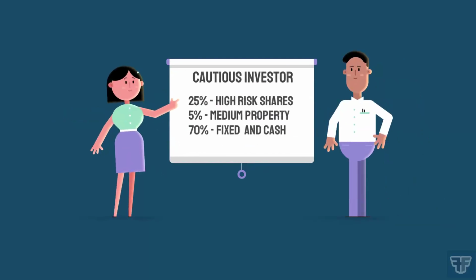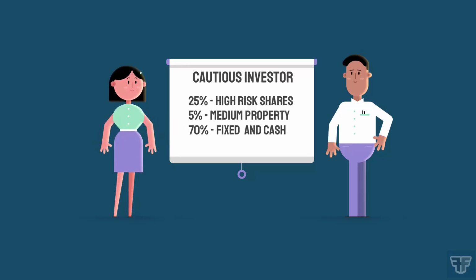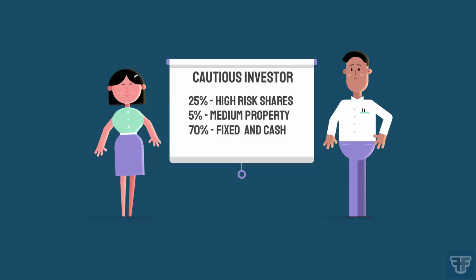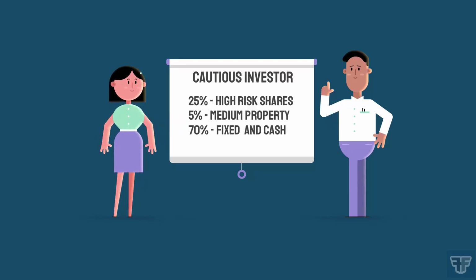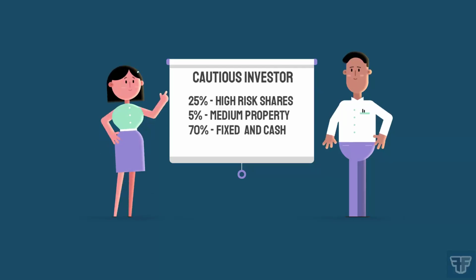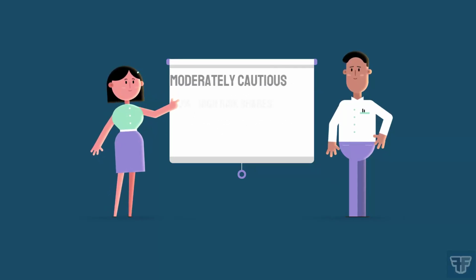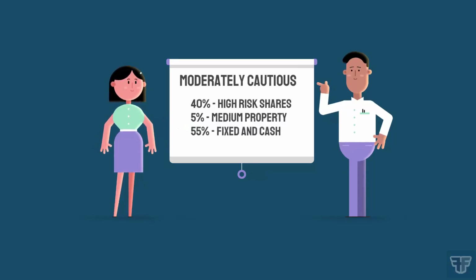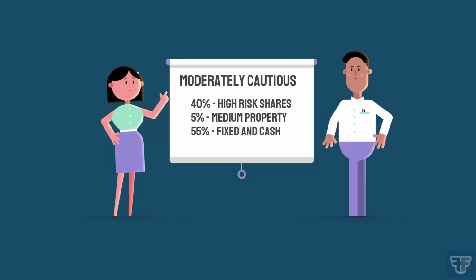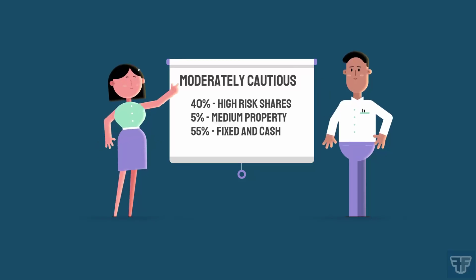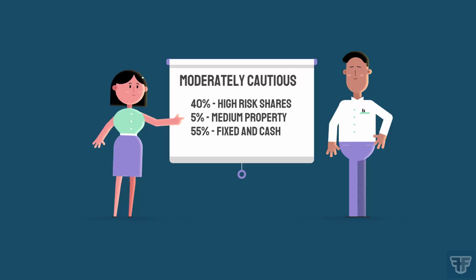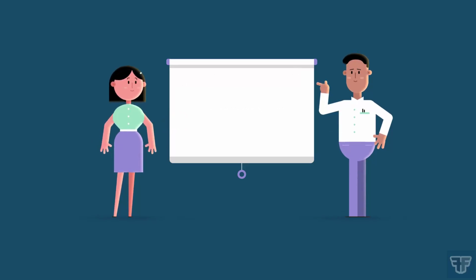Number 1, cautious. You may broadly hold 25% in high-risk shares, perhaps 5% in medium-risk property, and 70% in low to medium-risk fixed interest investments and cash. Moderately cautious. You may invest broadly 40% in high-risk shares, 5% in medium-risk property, and 55% in low to medium-risk fixed interest investments and cash.